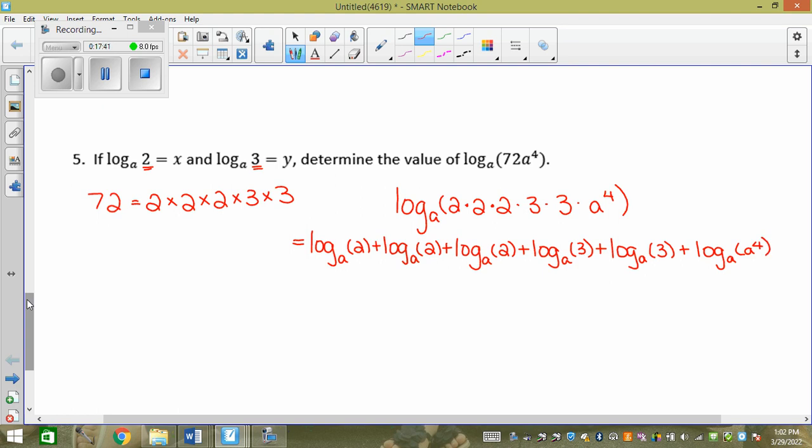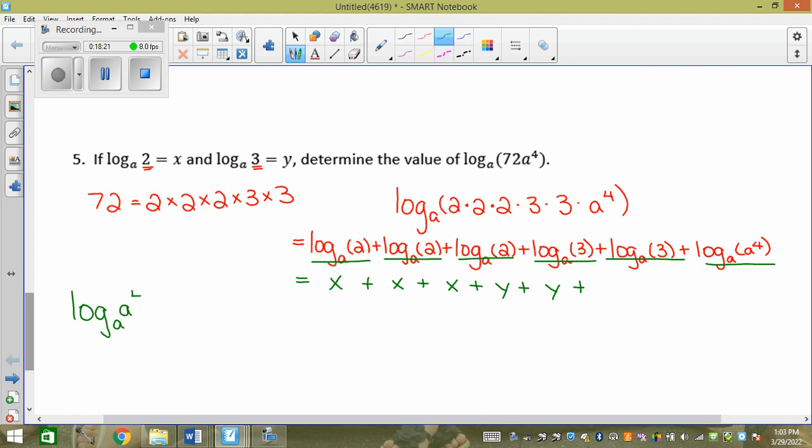So what do we know? When we get a log base A of 2, what can it be? Log base A of 2, we can replace with x. Log base A of 3, we can replace with y. So this is x plus x plus x plus y plus y plus, what is this? We did this yesterday, log base A of A to the 4. It's just 4. Now why is that? If I have log base A of A to the 4, I can drop that 4 in front, and that's multiplied by log base A of A, and log base A of A is just 1. So it's 4. So my answer is going to be x plus x plus x, so 3x plus 2y plus 4.